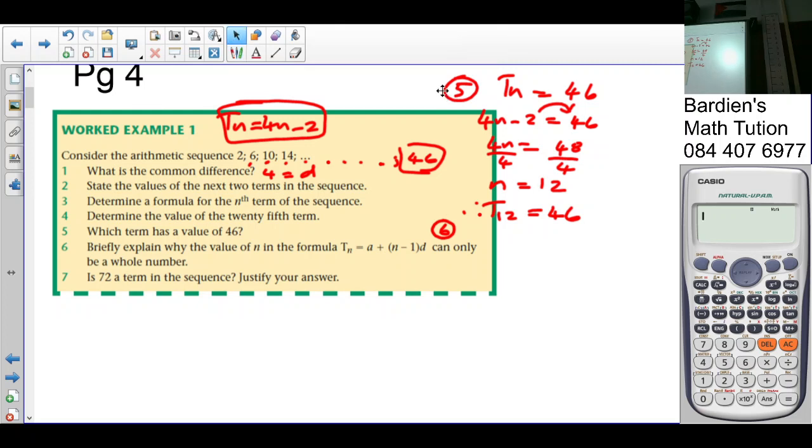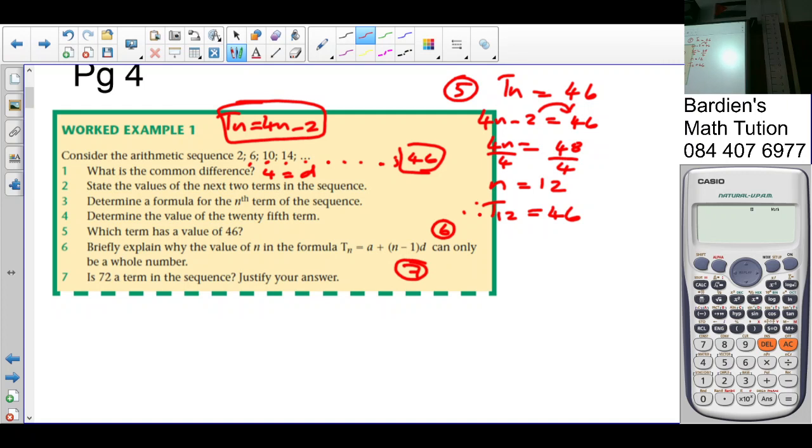Let's see what the textbook says. We are told here that n represents the position of the term and cannot be negative, a fraction, or 0. That's exactly what we just said now. It can only be natural numbers. Does it make sense?